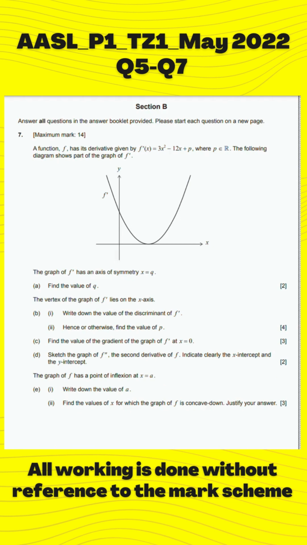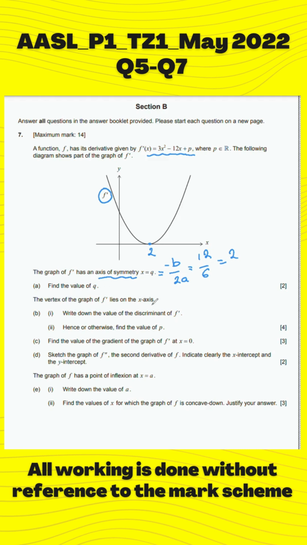Okay, number 7. This is the graph of the first derivative of f, and with this equation, quadratic. Okay, the axis of symmetry is also the x of the vertex. So the c will be negative b over 2a, which is 12 over 6, which is 2. So the value of c is 2.